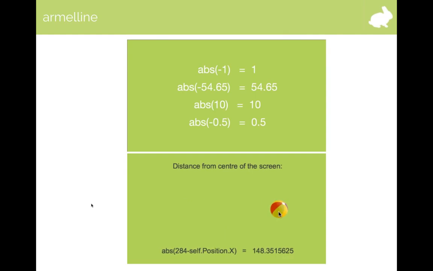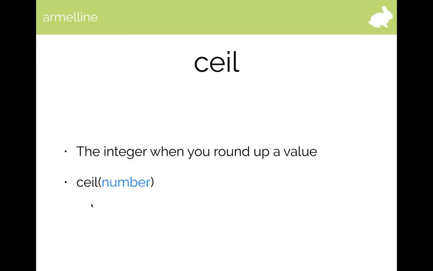So since you're taking 284, we're subtracting the x position, sometimes we would end up with a positive number, sometimes a negative. But because we're ensuring that the result is always given as a positive, it means we can see whether to the left or the right of the center, that is the distance that it is from. So that's abs. It's quite simple, quite easy, quite handy.